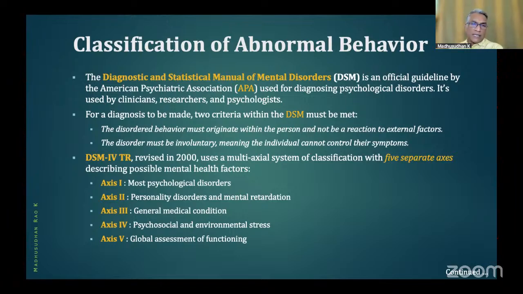Anyway, DSM-4-TR was revised in 2000. Now we have DSM-5-TR. There are 5 separate axes in DSM-4-TR. Axis 1, 2, 3, 4, 5. In Axis 1, most psychological disorders were mentioned. Then in Axis 2, personality disorders and mental retardation. Axis 3, general medical conditions. Axis 4, psychosocial and environmental stresses. Axis 5, global assessment of functioning.